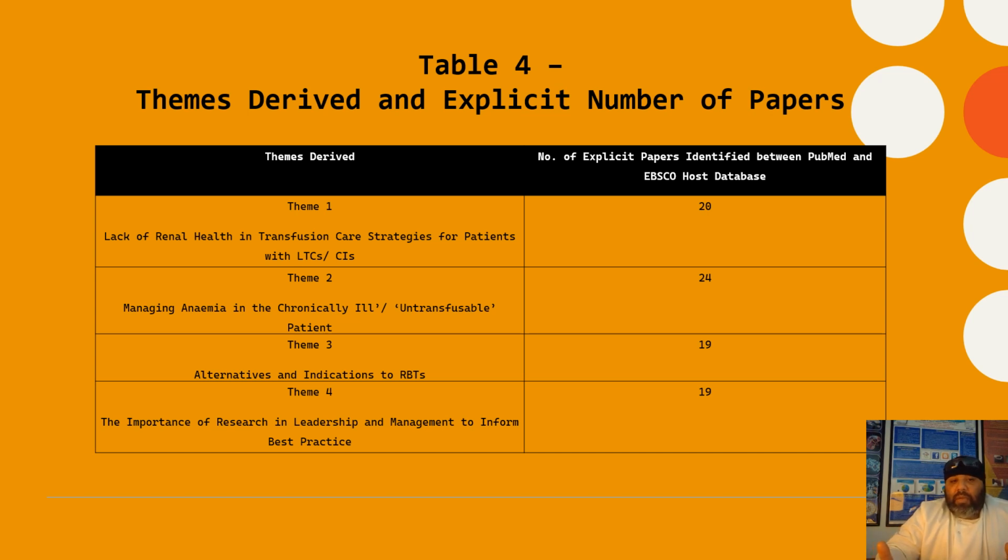In theme 2, relating to managing anemia in the chronically ill and untransfusable patient, 24 publications related to that. In theme 3, alternatives and indications to red blood cell transfusion, there were 19 publications that related to that theme. And theme 4, the importance of research in leadership and management to inform best practice, there were 19 publications relating to theme 4.